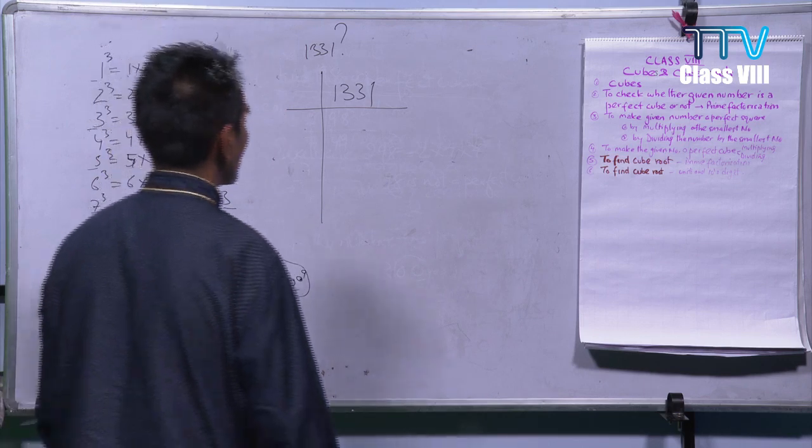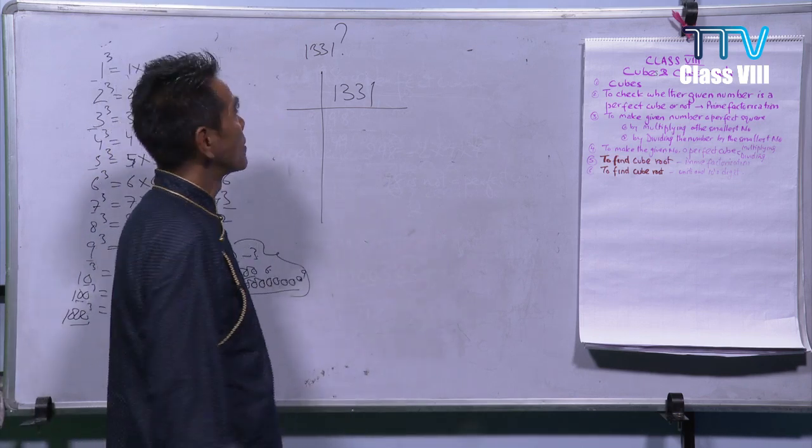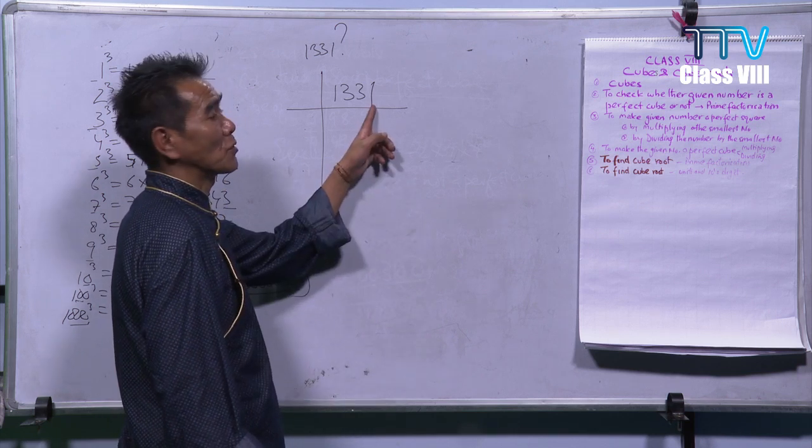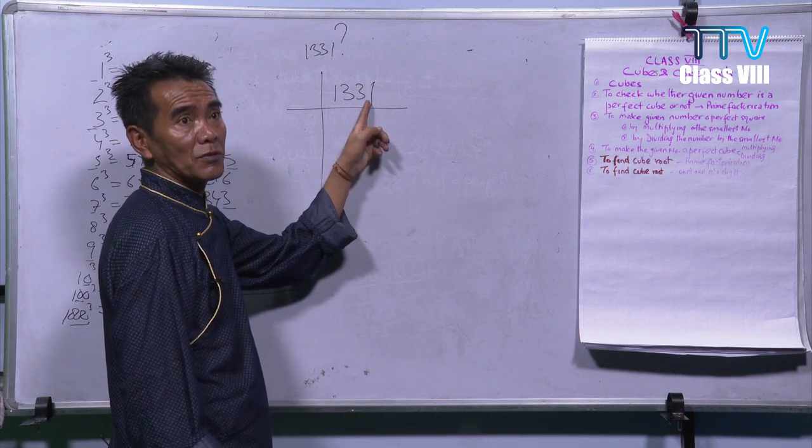Therefore 1331 is not divisible by 3. Okay, the unit digit is not 5 or 0, so the number is not divisible by 5.